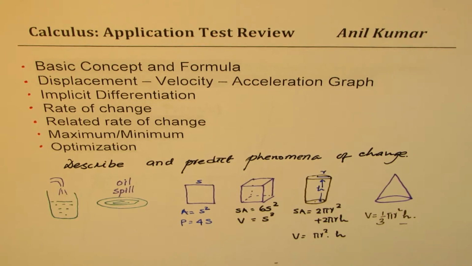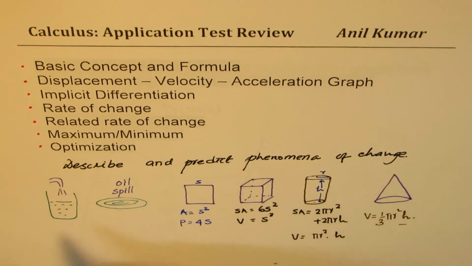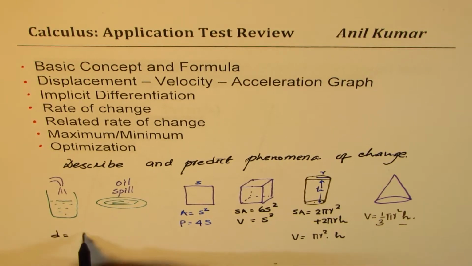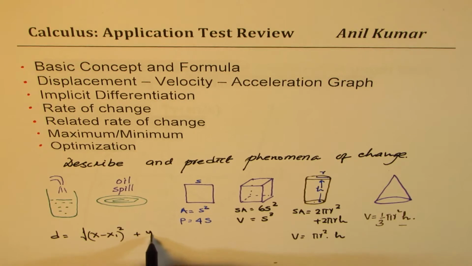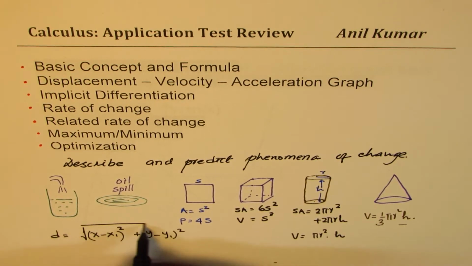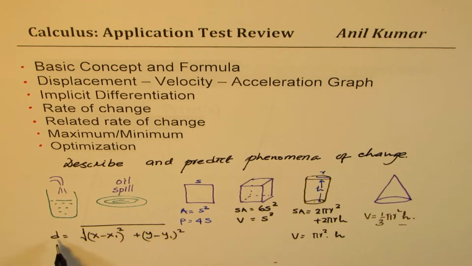Then we'll also be using many times the distance formula, right? So distance, remember, is given as square root of (x minus x1) whole square plus (y minus y1) whole square. So that's the distance formula. If you have to minimize the distance, in that case, even distance square could be minimized, correct? So these are few things to remember.